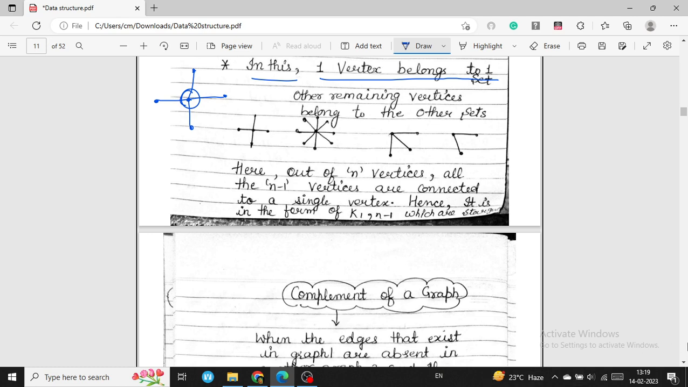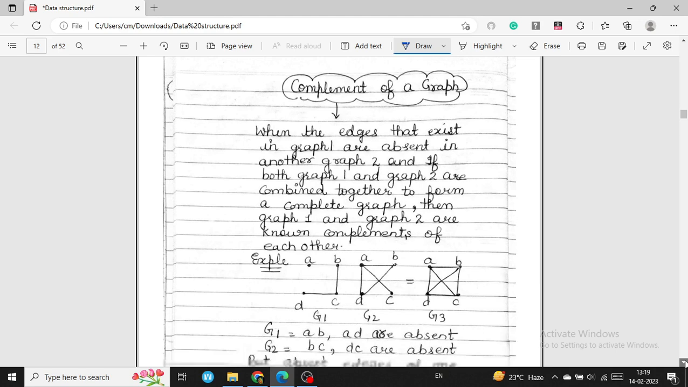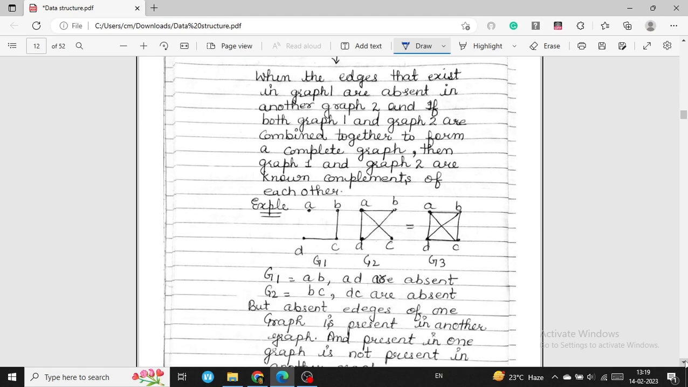Now the next topic is the complement of a graph. What is a complement of a graph? Edges that exist in one graph are absent in another graph. If both graphs, graph 1 and graph 2, are combined together to form a complete graph, then graph 1 and graph 2 are known as complements of each other.